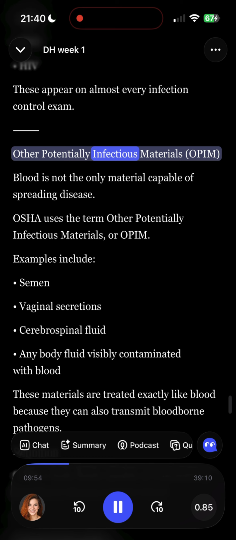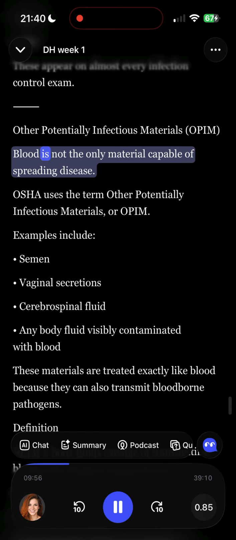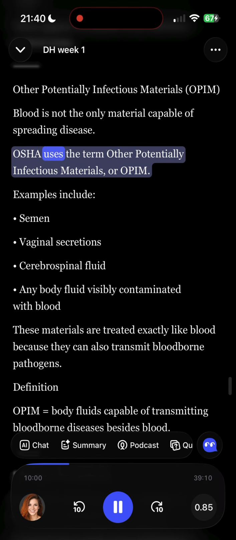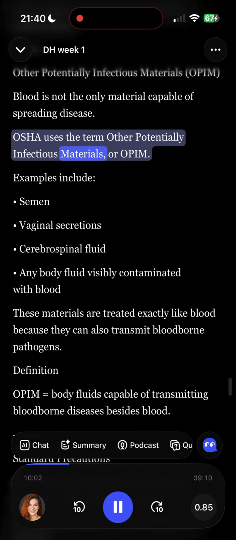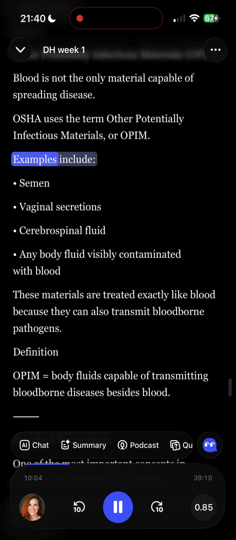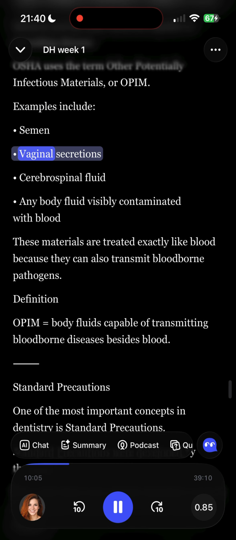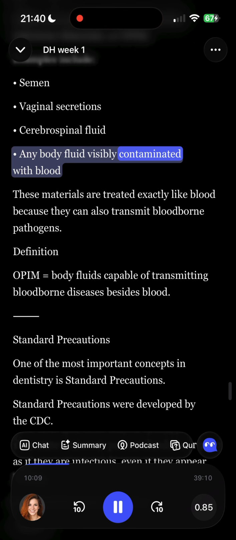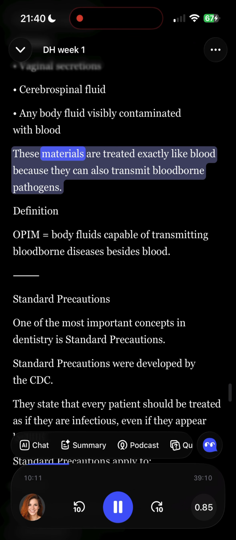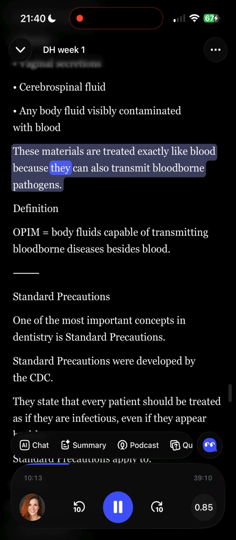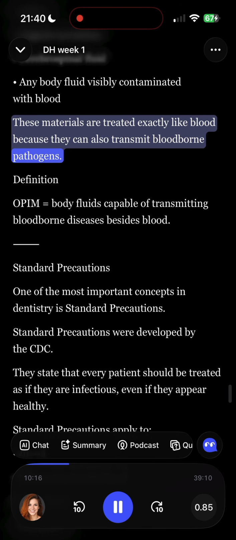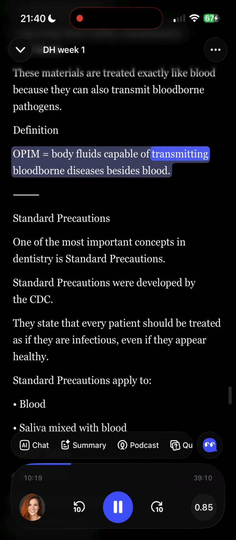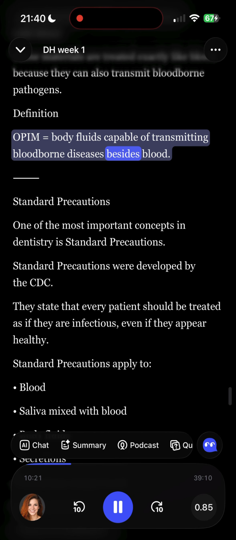Other potentially infectious materials. Blood is not the only material capable of spreading disease. OSHA uses the term other potentially infectious materials, or OPIM. Examples include semen, vaginal secretions, cerebrospinal fluid, any body fluid visibly contaminated with blood. These materials are treated exactly like blood because they can also transmit blood-borne pathogens. Definition: OPIM equals body fluids capable of transmitting blood-borne diseases besides blood.